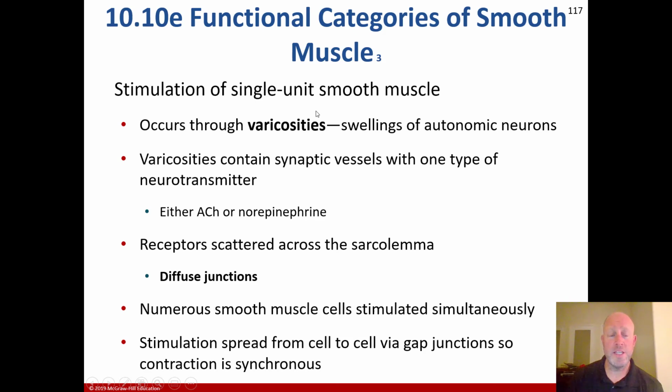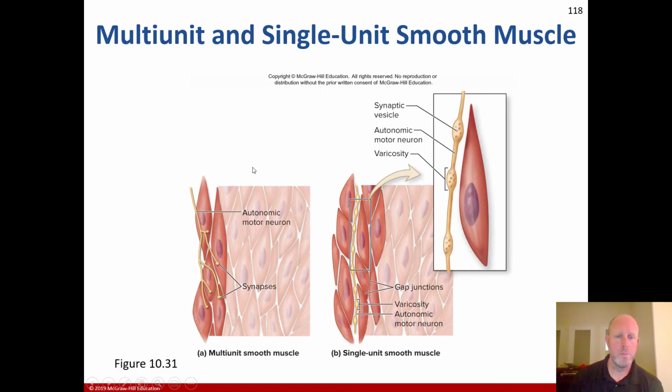As far as stimulation of single unit smooth muscle, it occurs through varicosities, swellings of autonomic neurons. These varicosities contain synaptic vesicles with one type of neurotransmitter, either acetylcholine or norepinephrine. The receptors are scattered across the sarcolemma, and they're through diffuse junctions. The numerous smooth muscle cells are stimulated simultaneously, and stimulation is spread from cell to cell via gap junctions, so contraction is synchronous. That's important.